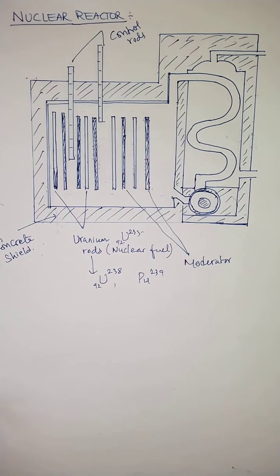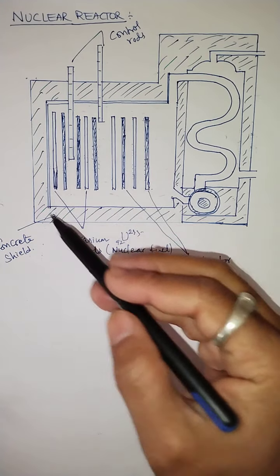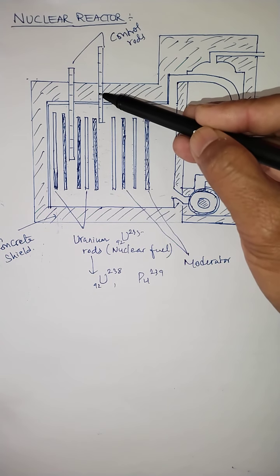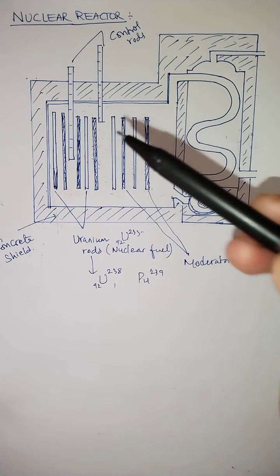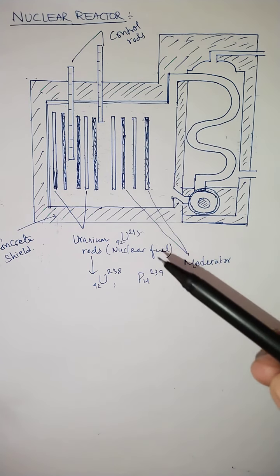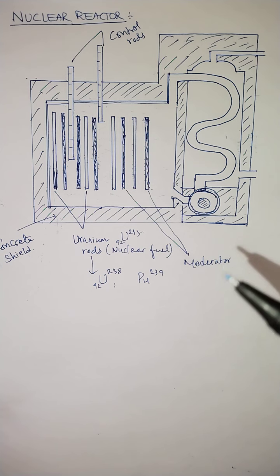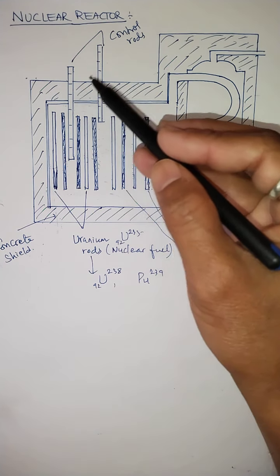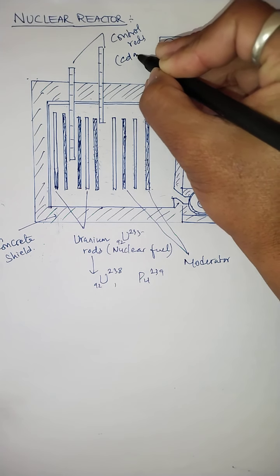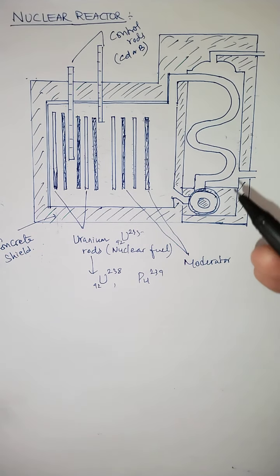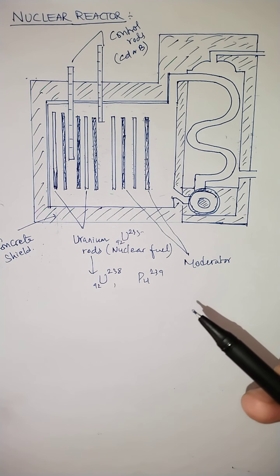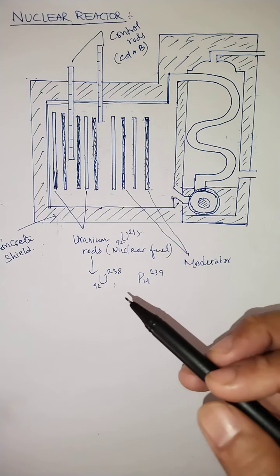Now the actual operation of this reactor always starts by pulling out these control rods so that they do not absorb any neutrons. Because we have learned in the last YouTube video that control rods are made up of cadmium or boron. Cadmium or boron are the materials used for making control rods. These rods are used to control the fission rate in the reactor.